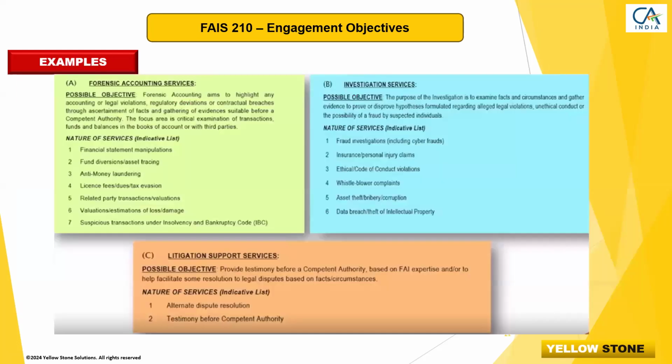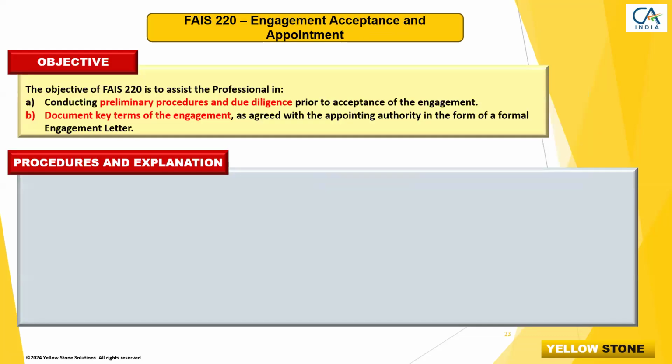A bit of background, which can be helpful again based on the example. In terms of forensic accounting, services can be financial statement manipulation, diversion, anti-money laundering, related party transactions, issues in valuations, etc., and IBC. Investigation broadly covers whistleblower, code of conduct, ABAC, and some part of digital forensics. And for litigation, primarily it is testimony before a competent authority. We will get into this. There is a specific standard on testimony for the competent authority, so it will get covered. So this is broad level, how the objectives can be evaluated and implemented for the engagement.